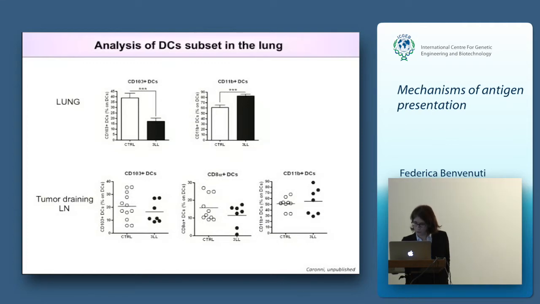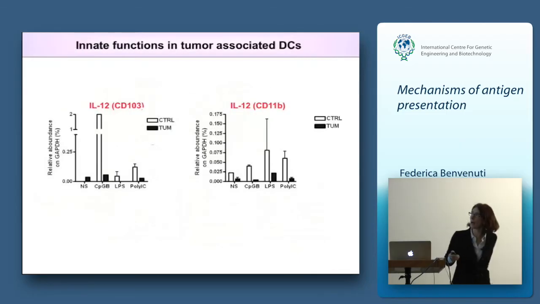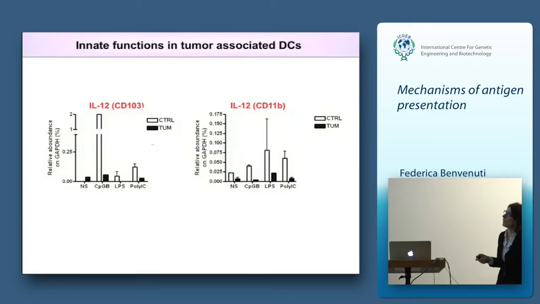The thing which is interesting is that when these cells are re-stimulated ex vivo, we really observe a very important suppression of DC innate functions. So these are cells isolated from a control, healthy animal, and these are cells isolated from the lung of a diseased animal. These are cells just taken out and non-stimulated. We are looking here at the levels of IL-12 produced upon stimulation with agonists of TLR9, TLR4, or TLR3.